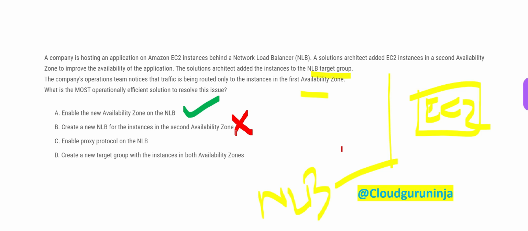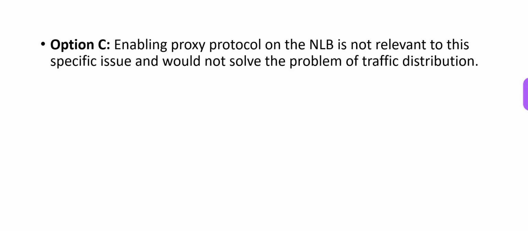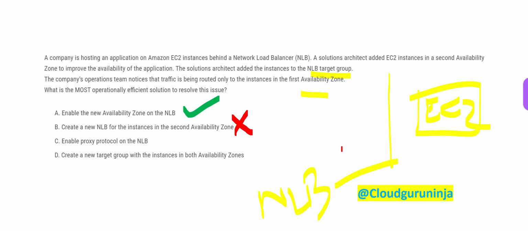Option A is better. Option C says let us enable proxy protocol on NLB. This solution we never use to solve traffic distribution. So this is wrong. And D says let us create a new target group. See, they already have a target group. You see this? They already have a target group.